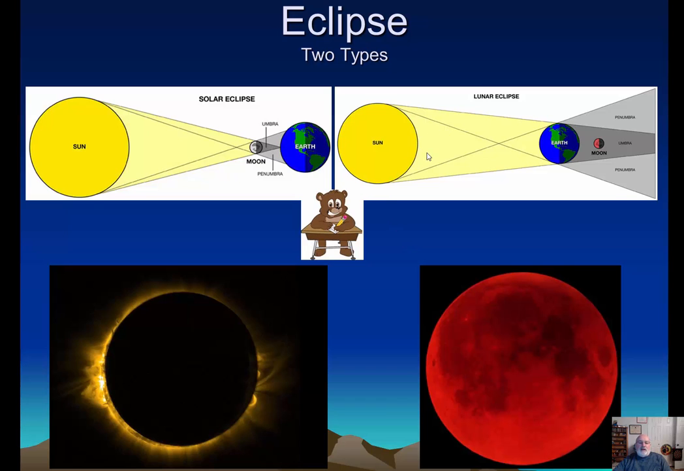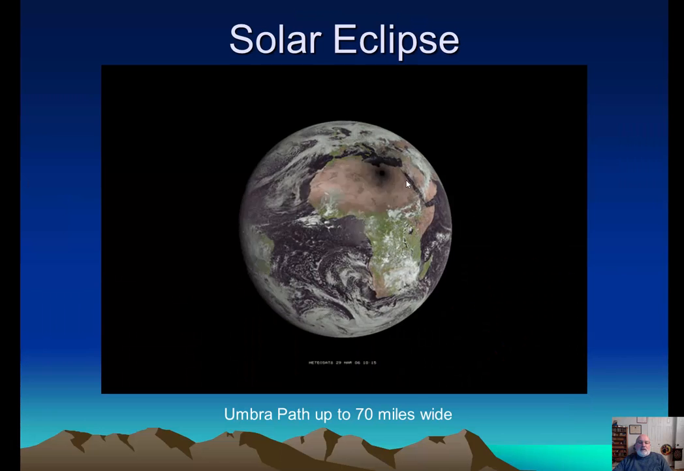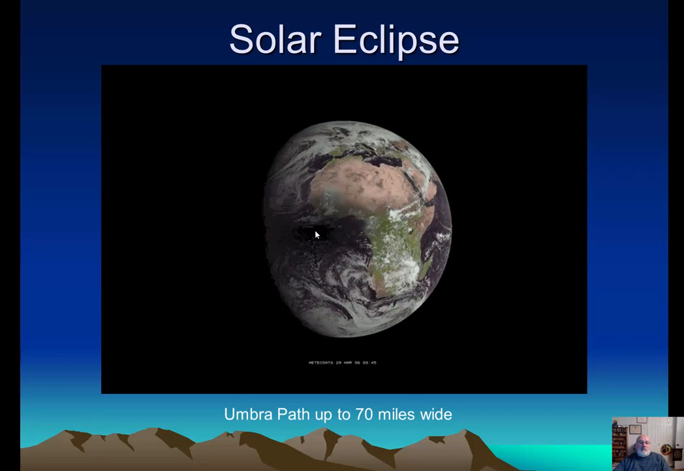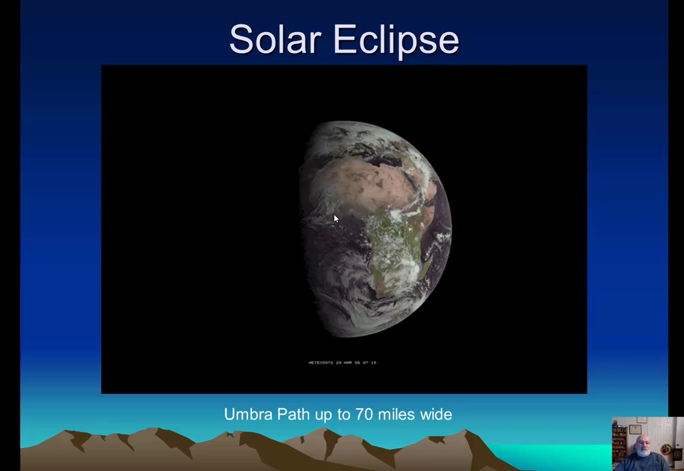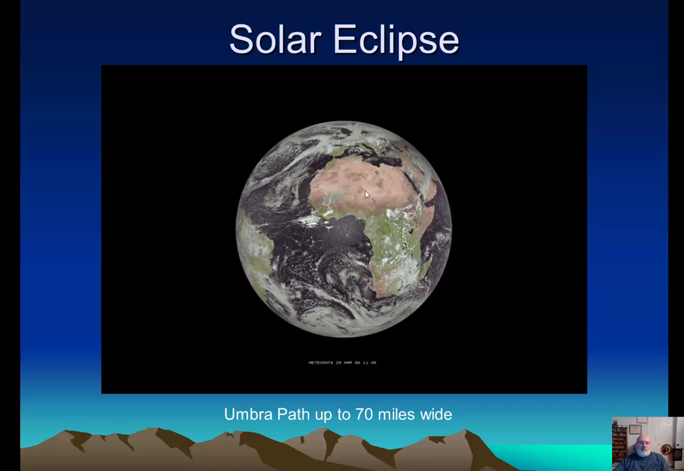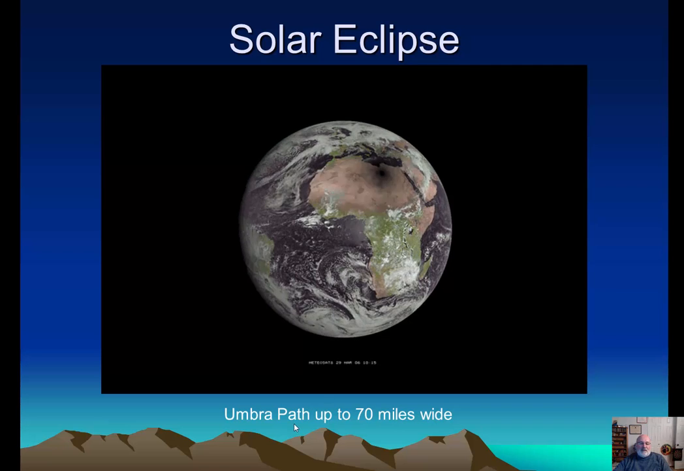So again, you're drawing these two ray diagrams. Okay, so here is a picture of the moon's shadow on the Earth, and you can see that dark part is very small, and even the umbra is not very big. So a very small portion of the Earth actually gets to see a solar eclipse when it comes through, and the umbra path is up to about 70 miles wide.